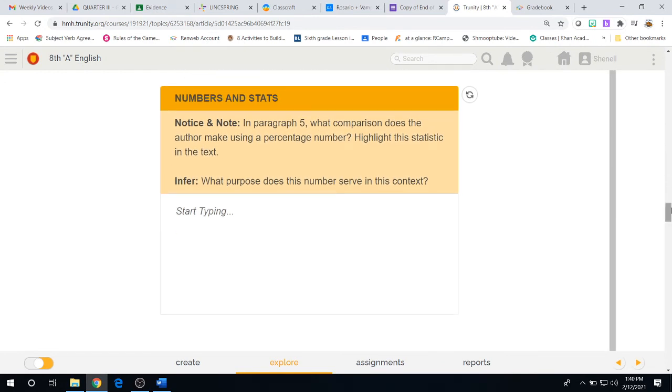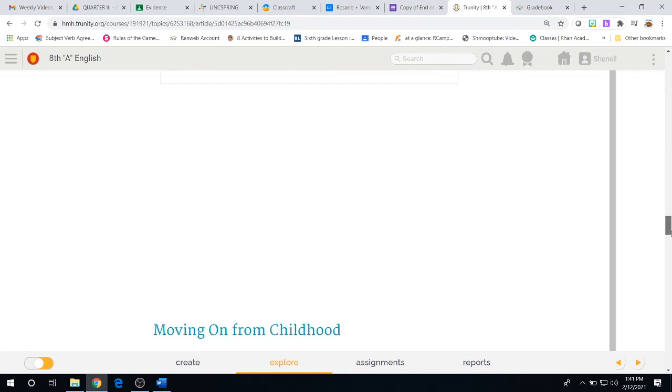Numbers and stats. Notice and note, in paragraph 5, what comparison does the author make using a percentage number? Highlight this statistic in your text. Then come and answer the infer question. What purpose does this number serve in the context?